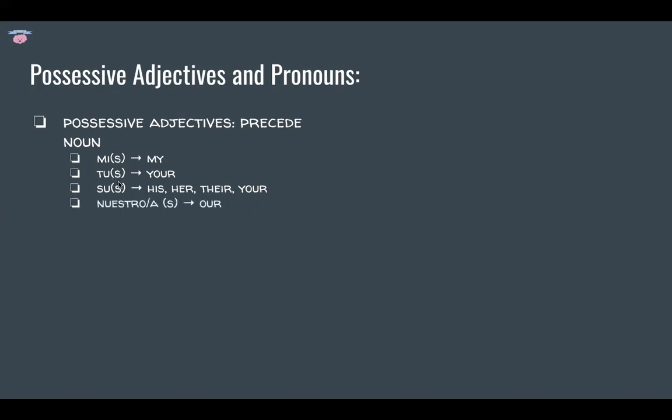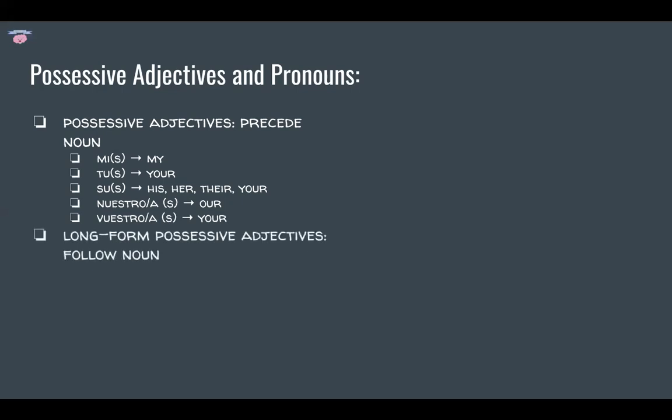Nuestro or nuestra is ours, depending on if the noun is masculine or feminine. You can say nuestro carro, nuestros carros, nuestra casa, that's our house, nuestras casas, our houses. Vuestro is similar to nuestro, except it's your all, like y'all's, basically. You can say y'all's car by saying vuestro carro.